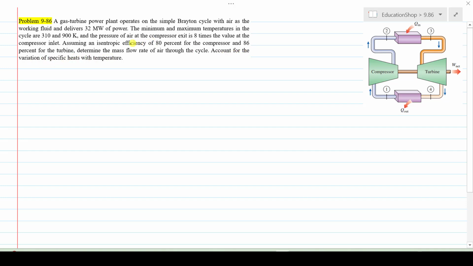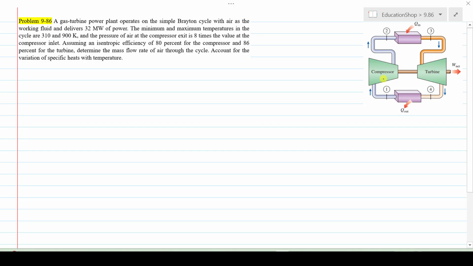Before taking the data from the statement, let me first draw the T-S and P-V diagrams of the Brayton cycle. Remember, the ideal Brayton cycle is when the isentropic efficiency of the turbine and compressor is 100%. Before making the T-S diagram of the Brayton cycle, let me explain the schematic diagram of the Brayton cycle.